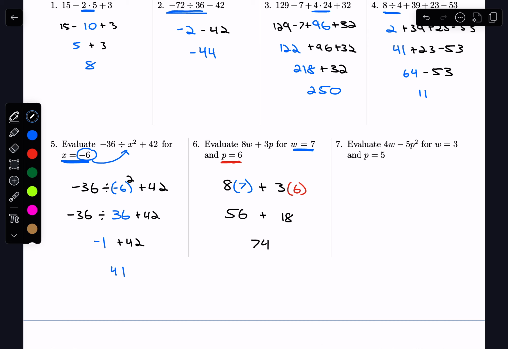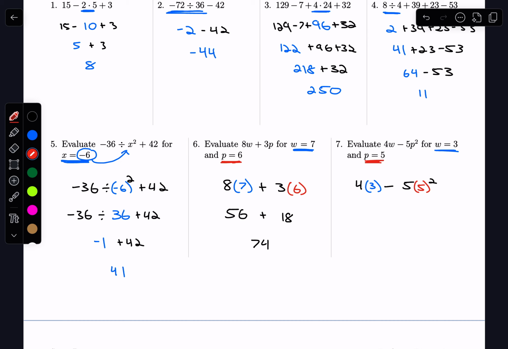All right, number 7, we have to evaluate 4w minus 5p squared for w equals 3 and p equals 5. So same steps, I'm going to rewrite my expression the way I see it, 4w minus 5p squared. But now wherever I see a w, I'm going to replace it with a 3 in parentheses. So I'll delete my w and put a 3 there. Wherever I see the letter p, I'm going to replace it with a 5 in parentheses because p equals 5. So I'll delete my p and replace it with some parentheses and a 5 inside. And then now we just follow order of operations as before.